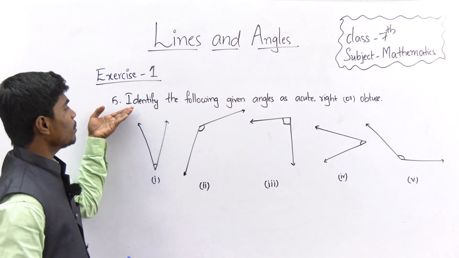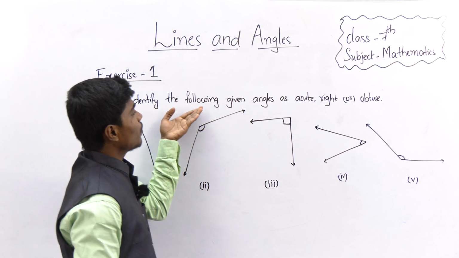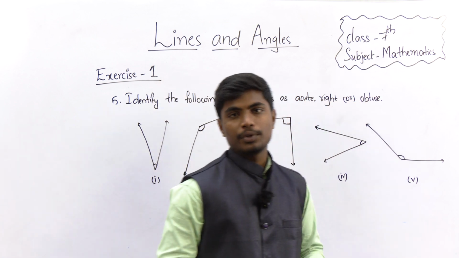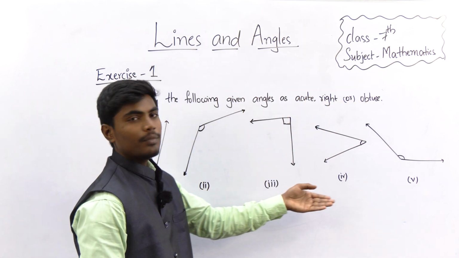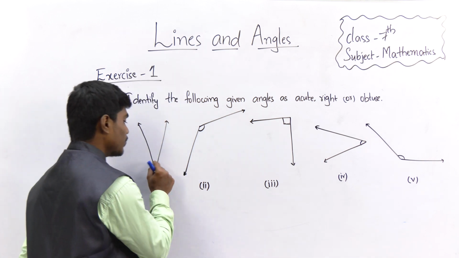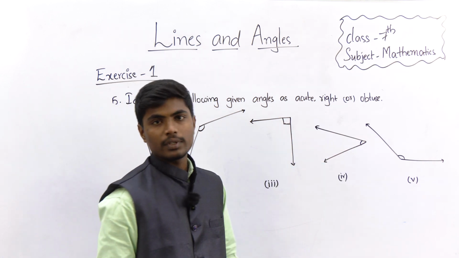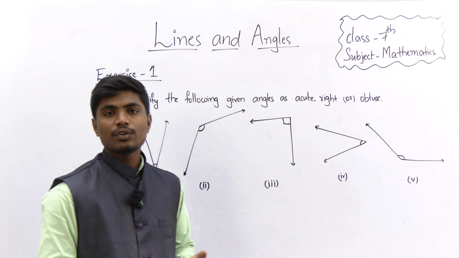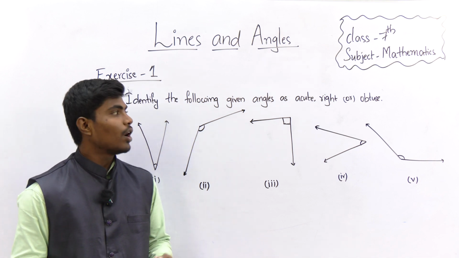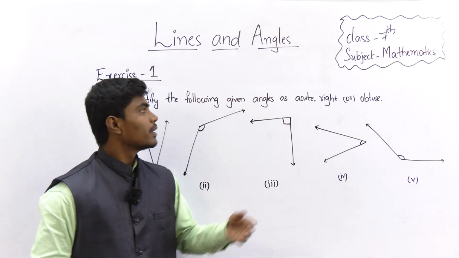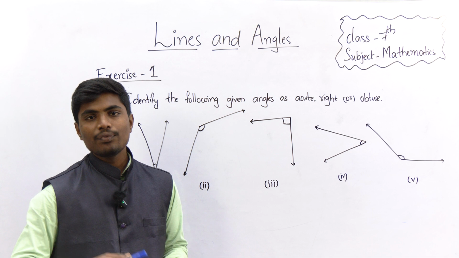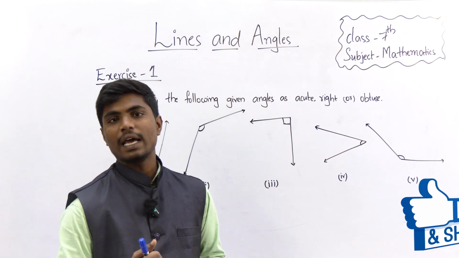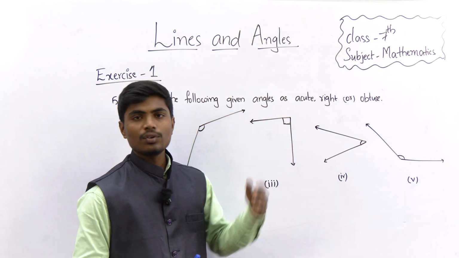Now, in the fifth problem, identify the following given angles as acute, right, or obtuse. Here, he gave some figures, and in each figure, an angle is formed. We have to write whether the angle is an acute angle, obtuse angle, or right angle. See, what is an acute angle? If the angle is less than 90 degrees, then the angle is considered an acute angle.